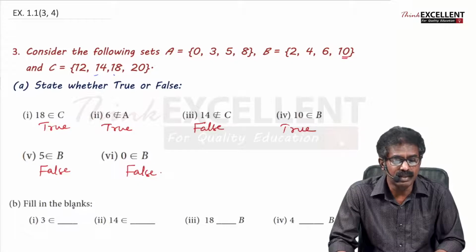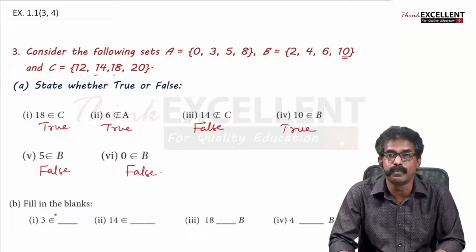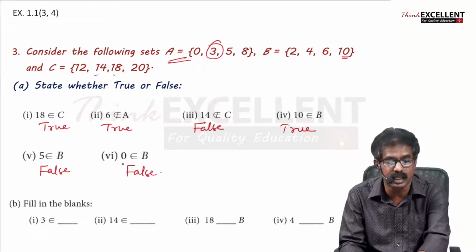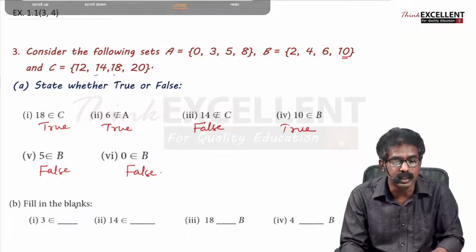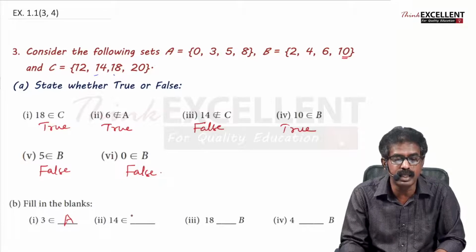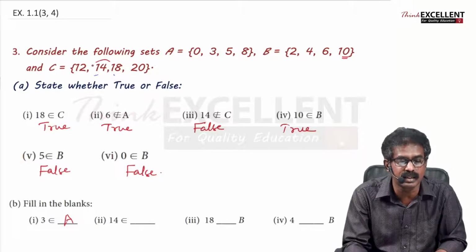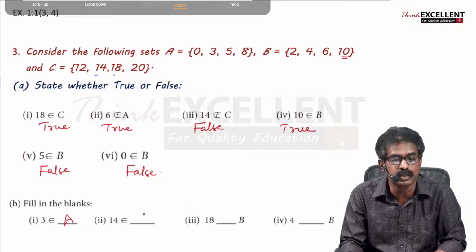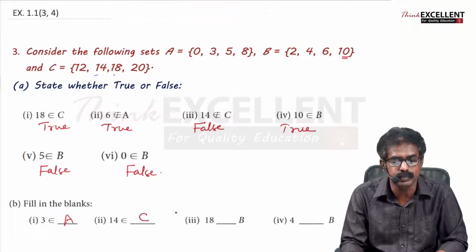For the same question, fill in the blank. 3 belongs to which set you have to say? You check it. A, B, C. Yes, 3 is here. It is in which set? A. So you can say 3 belongs to the set A. The next one, 14 belongs to, where is 14? Yes, it is here. 14 belongs to which set? C. So 14 belongs to C, you can say.